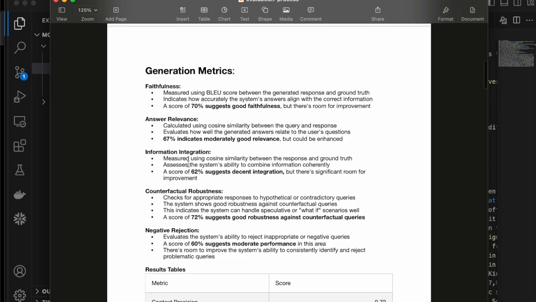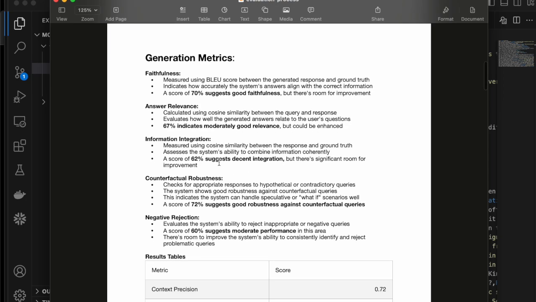And next, information integration, where we got around 62%, which is a decent integration. This is also a similarity between the response and the ground truth that we have, how closely the ground truth matches the response. It could be even lower, but I believe it is making decent performance. Our RAG is doing very decent performance, I believe, because sometimes even with the low cosine similarity, the actual meaning is very similar to the ground truth, after doing some manual evaluation, I believe.